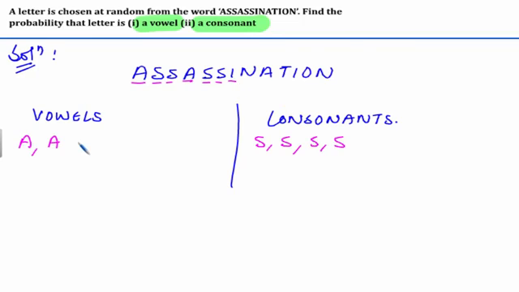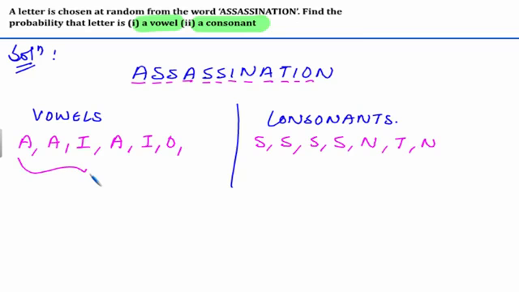Then we have I, which is a vowel. Then we have N, which is a consonant. Then we have A, which is a vowel. Then we have T, which is a consonant. Then we have I and O, which are two vowels. And then we have N, which is a consonant.